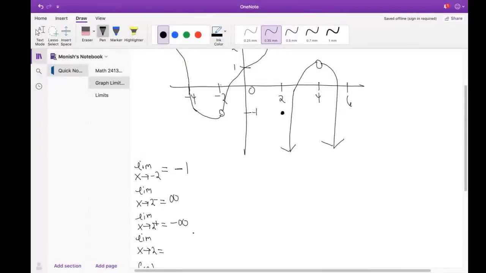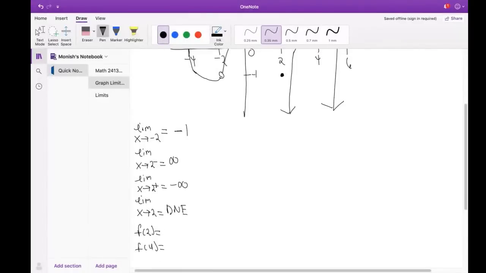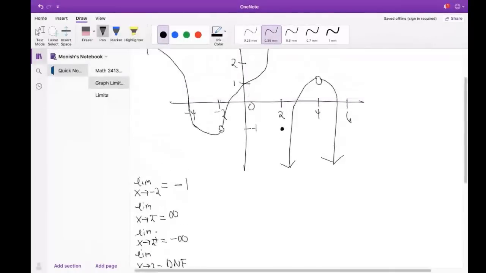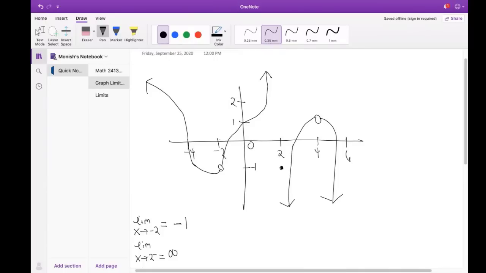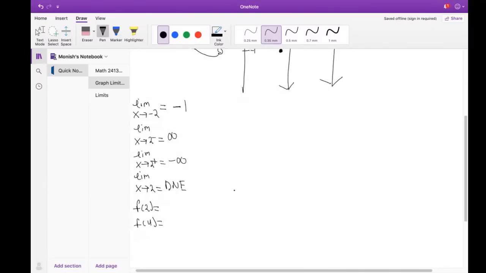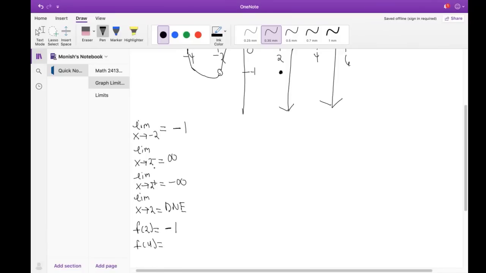Yeah, exactly. So the limit as x approaches 2 is DNE because the value from the left and the value from the right aren't equal to each other. Okay, and then just two other examples. So f of 2, there's still a point defined at f of 2, so we can just say that it would be -1. Even though there's no line going through it, there's still a point defined for f of 2.